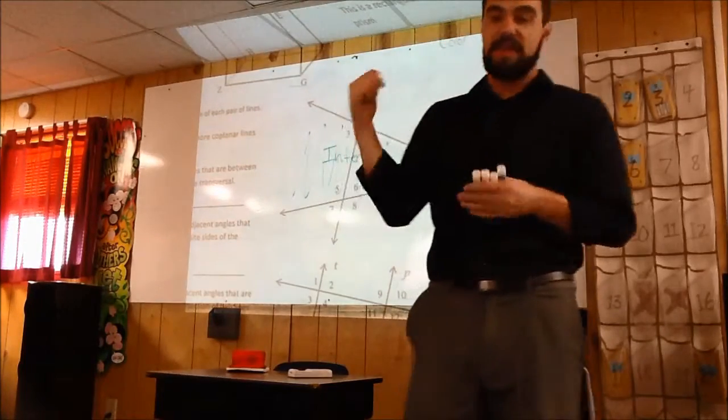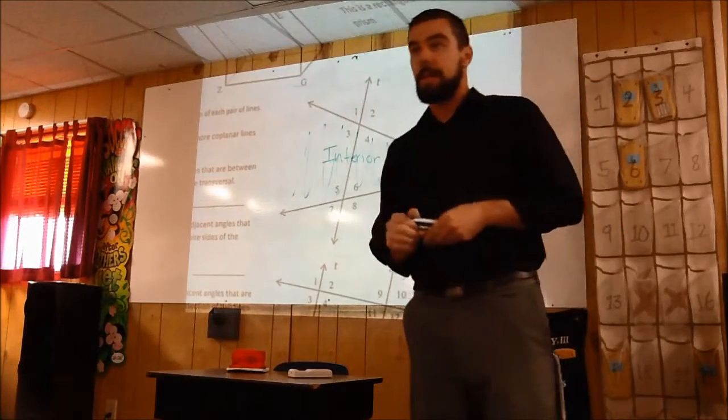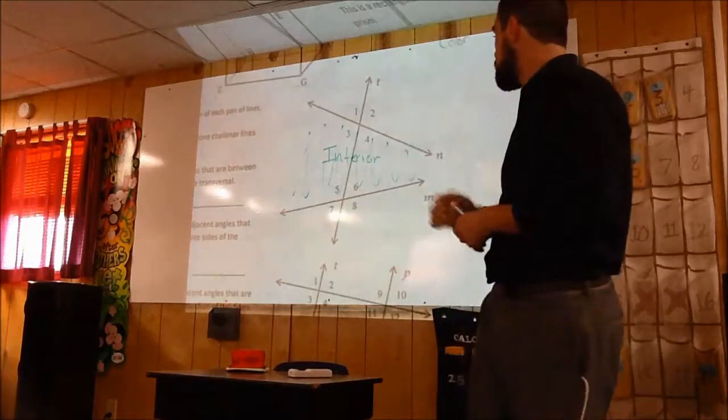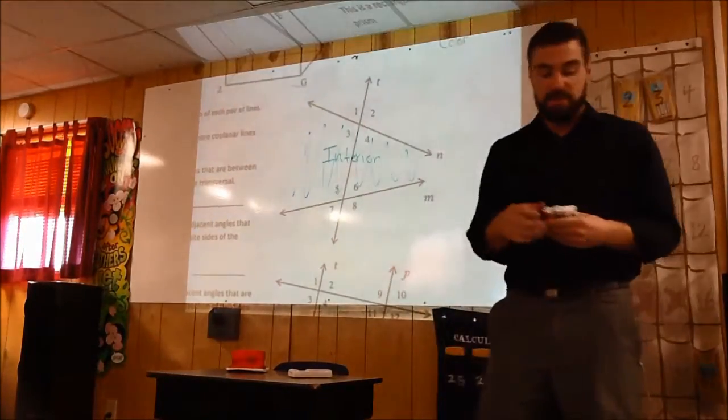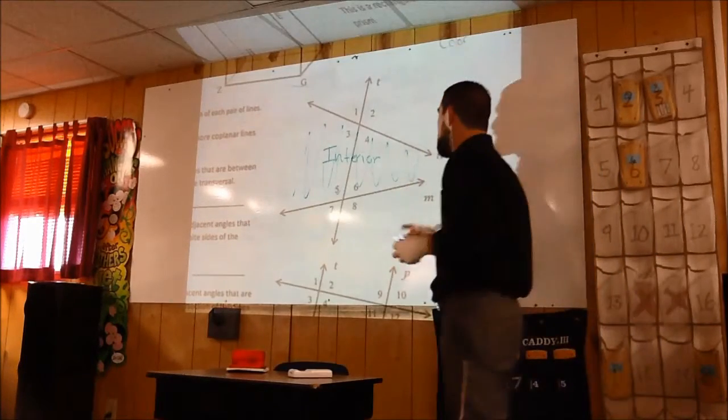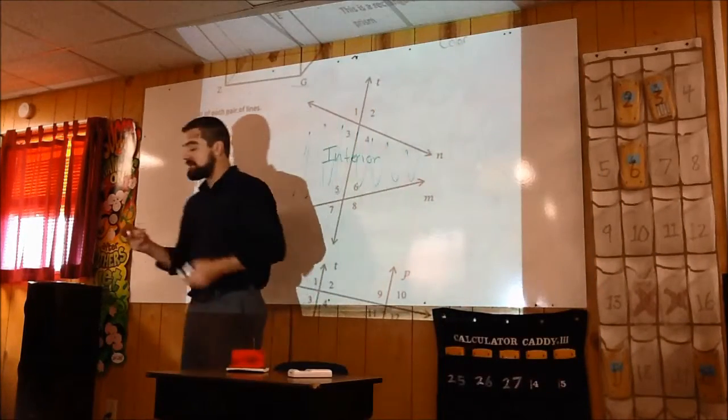How many angles are in the interior of this diagram? What's up, Gavin? 4, right? Angles 3, 4, 5, and 6, those are in the interior. Okay, so those angles are referred to as interior angles in this situation.